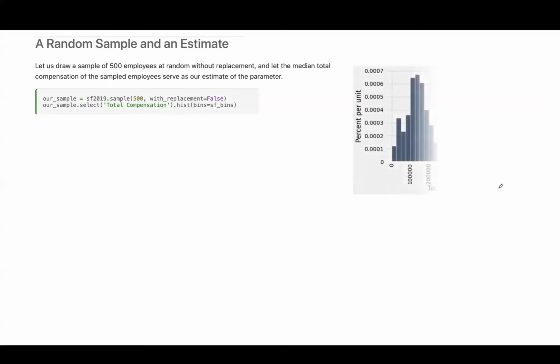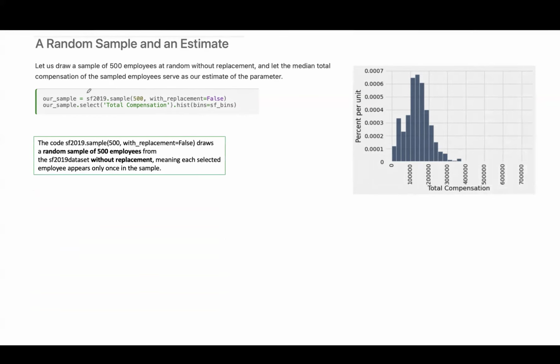A random sample and an estimate. So let us draw a sample of 500 employees at random without replacement and let the median total compensation of the sampled employees serve as our estimate of the parameter. We're going to take a look at our histogram. On the horizontal line, you're going to have your total compensation. And on the vertical line, you have percent per unit.